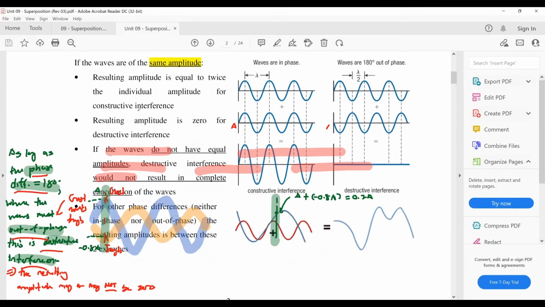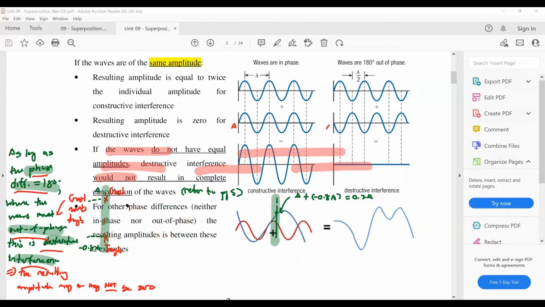You can actually maybe write a small footnote here, refer to page 5. You can actually refer to that. Okay, so for other phase differences, neither in phase nor out of phase, the resulting amplitudes will be somewhere between the two extremes, either between a maximum or a minimum.